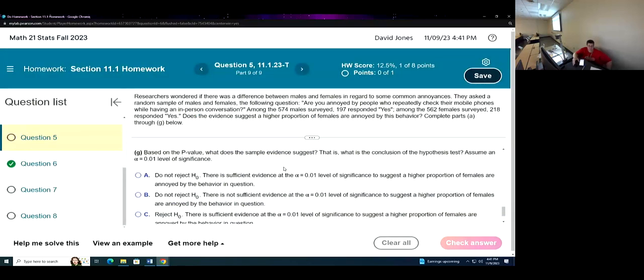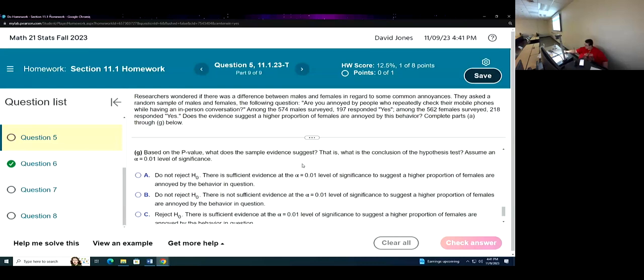Oh my God, this problem's still not done. Based on the p-value, what would you suggest? That is, what is the conclusion of the hypothesis test? And assume an alpha of 0.01. Well, our p-value is higher than alpha here, so the p-value is not too low. So we will not reject H naught, and not support HA.